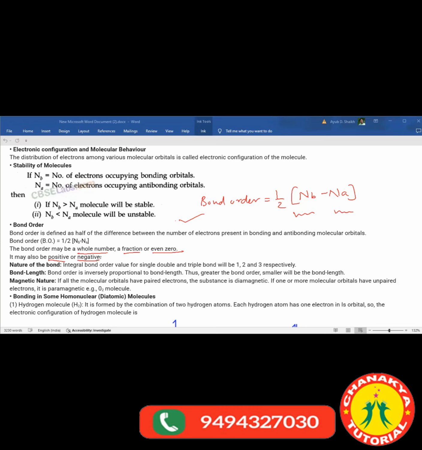Okay. Now, the nature of bond, how will you come to know? The integral bond order values for single, double, and triple bonds will be 1, 2, and 3 respectively. So you will come to know whether the bond is a single bond, double bond, or triple bond.